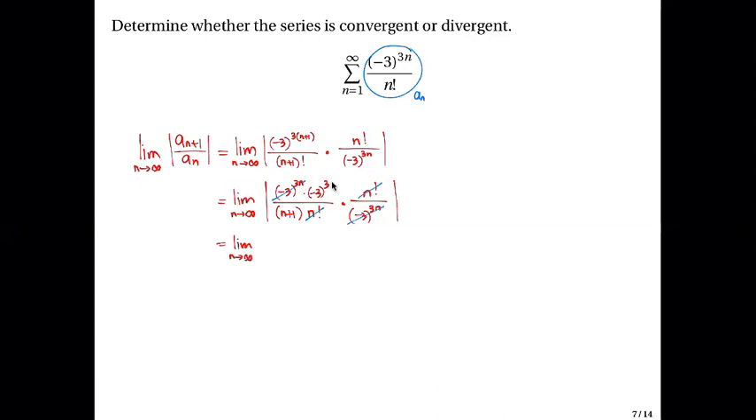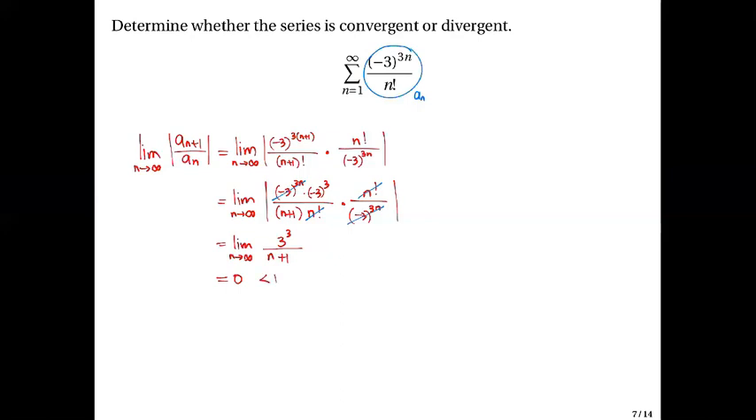And then, tanggalin na natin yung negative dito kasi may absolute value naman tayo. So, this is just 3 to the 3 divided by n plus 1. And numerator is constant. Denominator goes to plus infinity. This is just equal to 0. And this is less than 1.